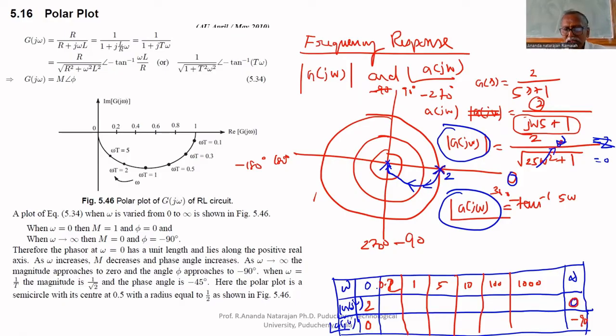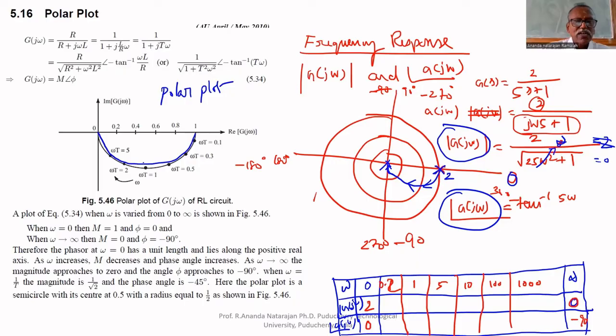Here, for various values, the angle varies from 0 to minus 90. In between, you get angles between 0 and minus 90 and different magnitudes, starting at 2 and ending at 0. Therefore, this is the plot for the given first order transfer function. This is the polar plot. The polar plot can also be called the Nyquist plot.